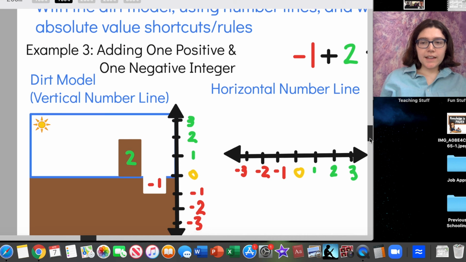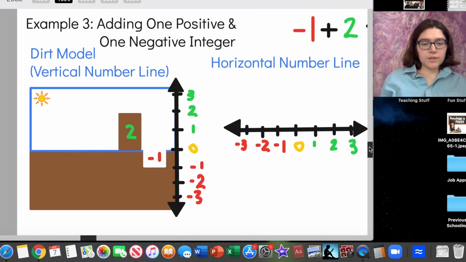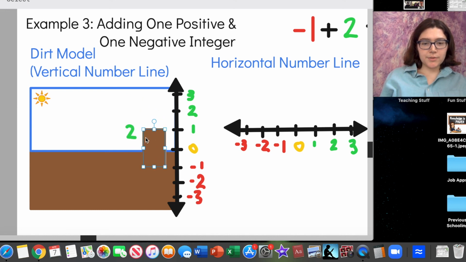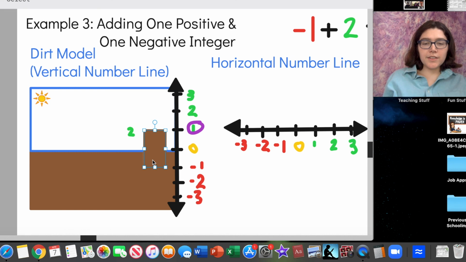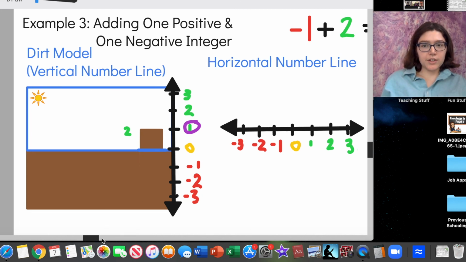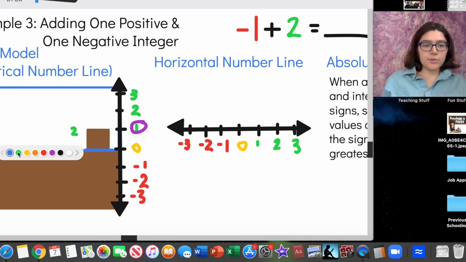So I have negative 1 plus 2. Okay, so what I'm going to do is I'm going to pick up my 2. First, I'm going to fill in my hole, negative 1. And then when I do that, I fill in my hole, I get to 0, and then I have extra leftover dirt, which ultimately results in a pile of dirt that's just 1 foot high, right? 1 foot above the earth. Okay, so that's going to be our solution. Negative 1 plus 2 is going to be positive 1.